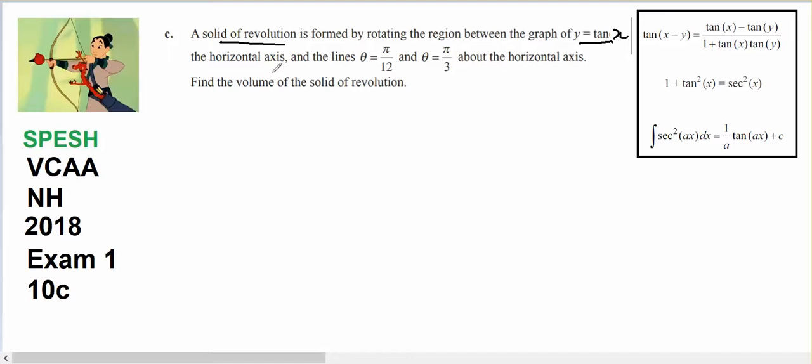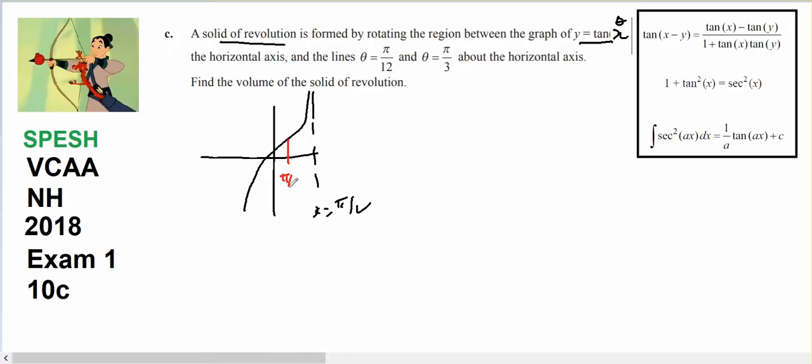and the horizontal axis and the line, so tan of theta, sorry. So if I'm looking at the asymptote at x equals pi on 2, we're looking at the lines x equals pi on 12 and x equals pi on 3. We're taking that region and we're revolving it around the horizontal axis.